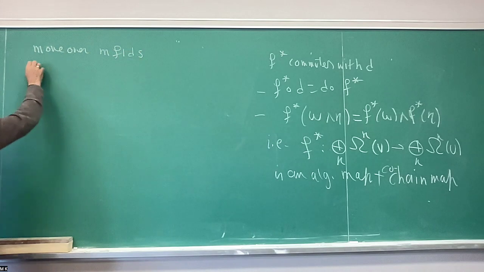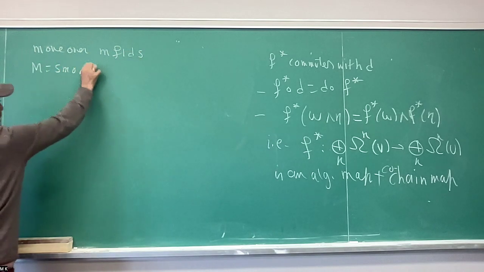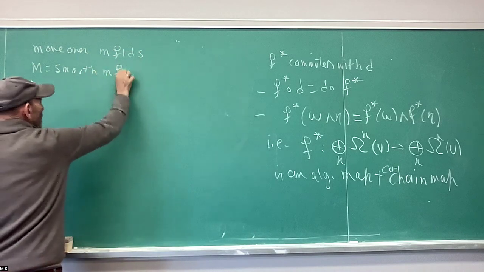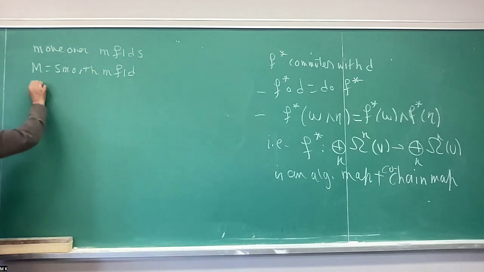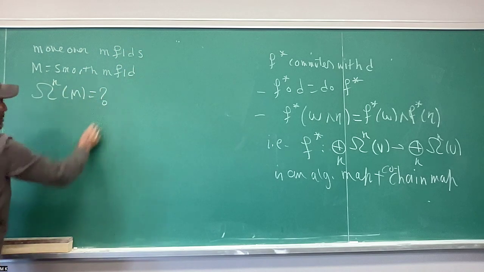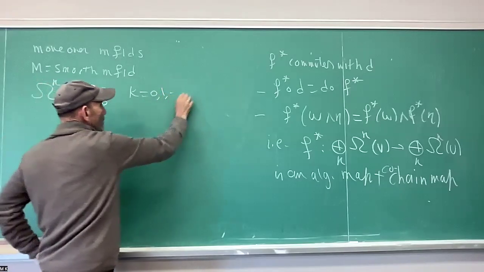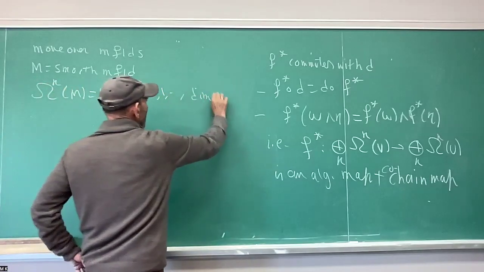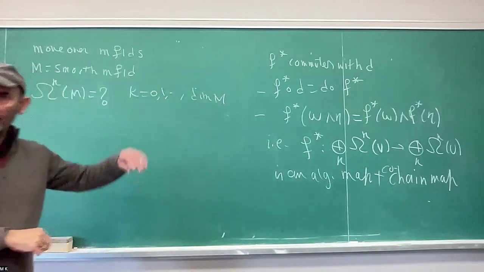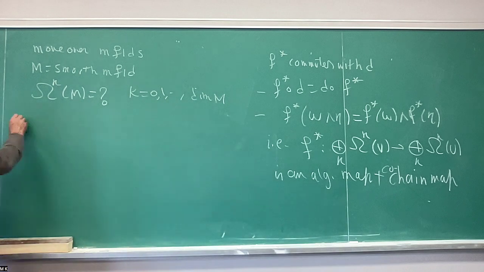So in other words, let M be a smooth manifold. We want to define Omega^k of M, where k is at most the dimension of M. So what is this Omega^k? The k-forms on M. So I can define it like this. Definition.